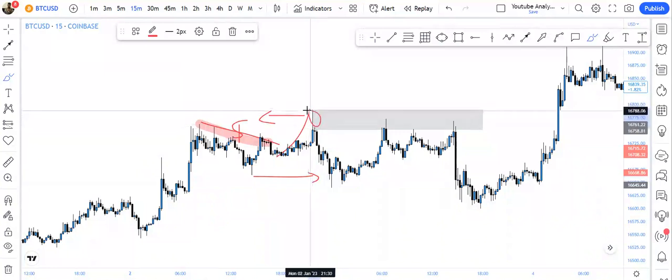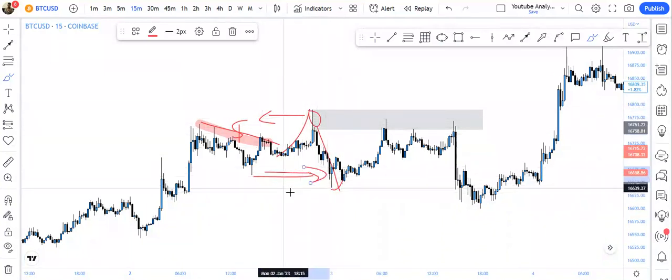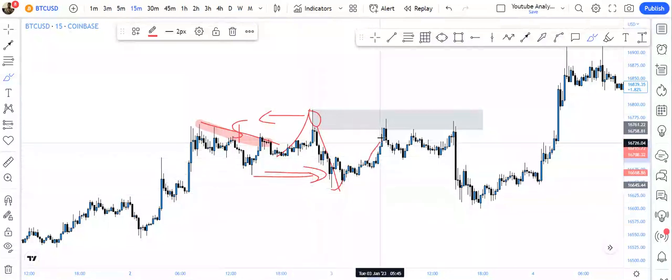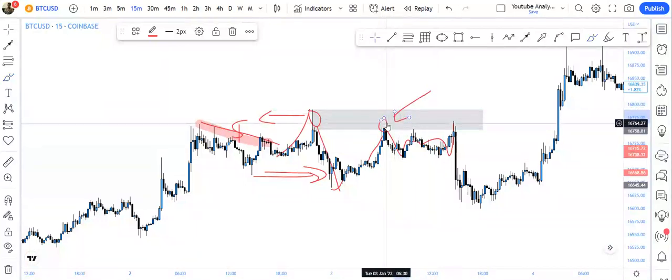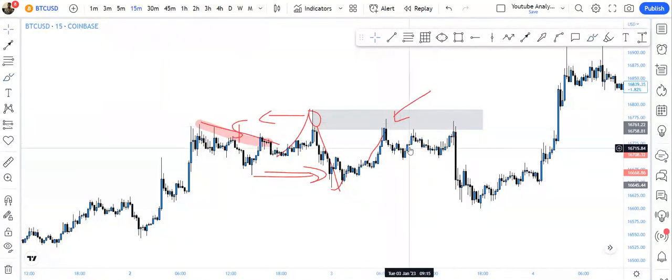Now, this entire week, as I mentioned, is a supply zone. This entire move broke structure right over here. Price came back to mitigate the supply zone. Now, you can ask, why did price come back to test this supply zone? Let me just remove all of this first so you guys can see it.